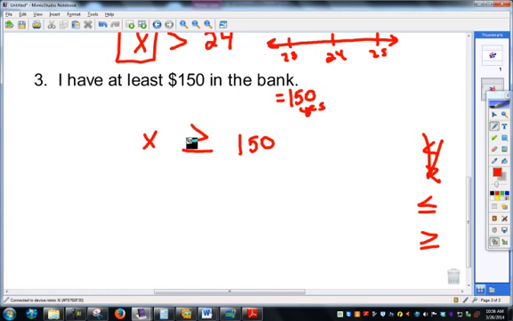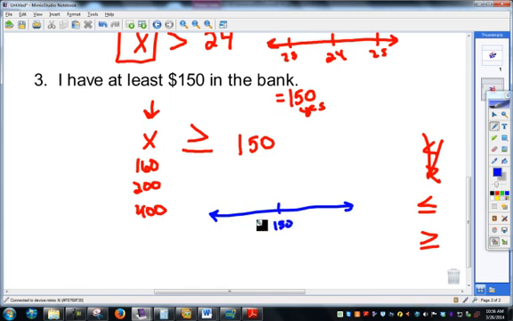If I have at least 150, that means that I could have more than 150. Therefore, my monster here is going to want to eat the X, because I could have 160, I could have 200, I could have 400. All those would be solutions, and it's trying to eat that one. Graphing this on a number line, we put 150 in there, we put 149 in there, and we put 151 in there. I know it's going to be a closed dot. Where are my solutions? To the right.